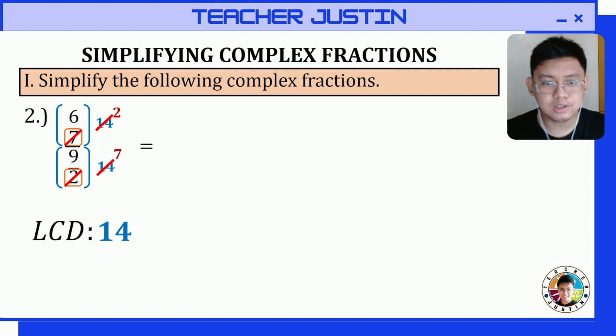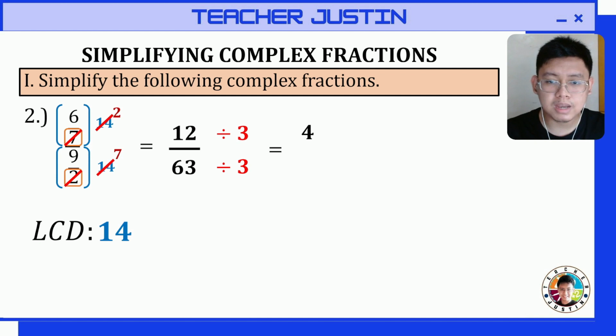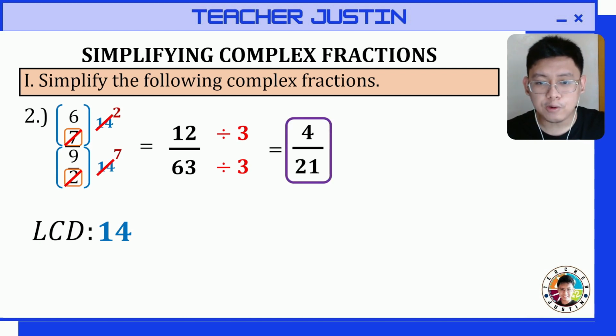Then, let's simplify. So, 6 times 2 will be 12. That will be our numerator. 9 times 7 will be 63, which will be our denominator. Now, we're not yet done. We can still simplify 12 and 63. So, their common factor is 3. So, we will divide both numerator and denominator by 3 para mas simplify pa natin. So, 12 divided by 3 is 4. 63 divided by 3 will be 21. So, our final answer will be 4/21. And that's it. Tada!